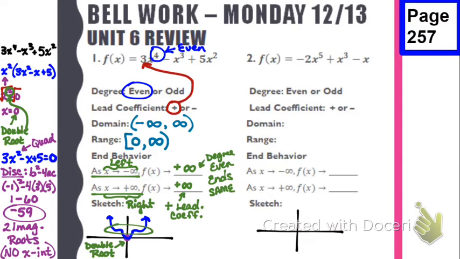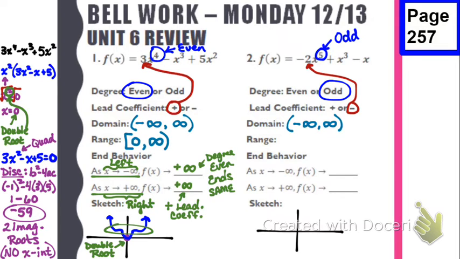Number 2. Odd or even? Odd. And it's negative. What are you looking at for the negative? Yes, right after the equal sign. In this case, it's a negative what? 2. Negative 2. What would my domain be? Negative infinity to positive infinity. There's nothing I could put in for x here that would break my calculator.